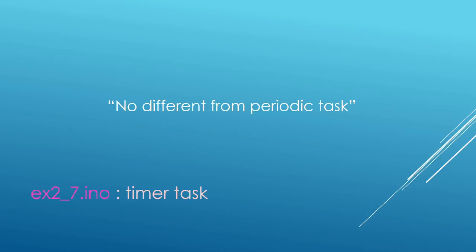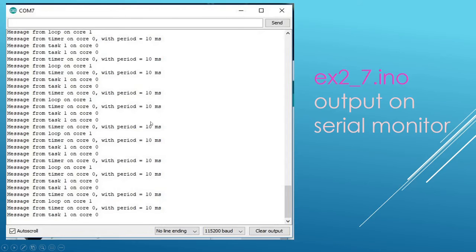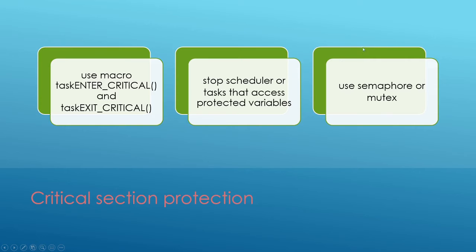I think I can skip example 2.7 here. FreeRTOS allows you to create a timer task, but it is not different from a periodic task, so it has the same effect. So I prefer to use the periodic task to do what a timer task could do. But if you want to run this example, you see the message from the program looks like this, and it works.